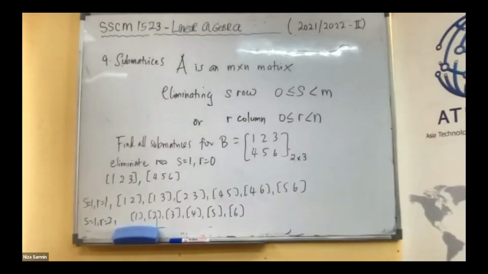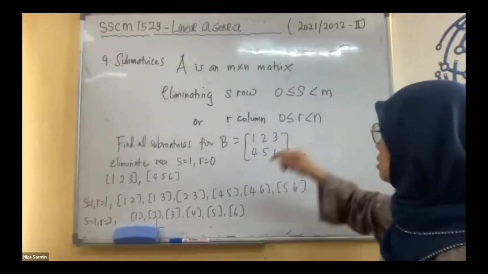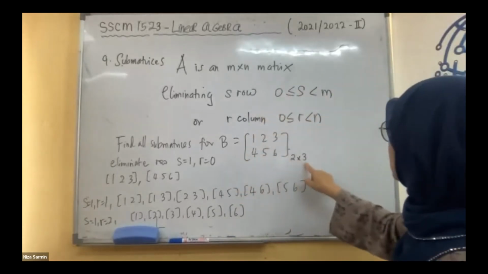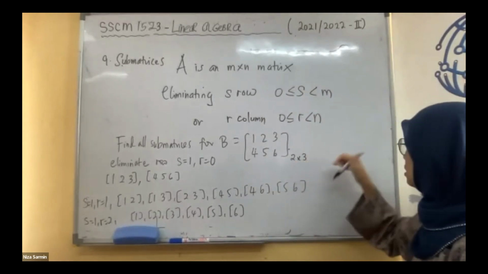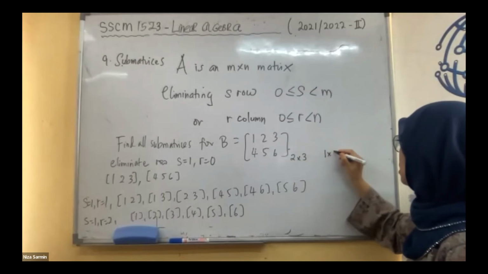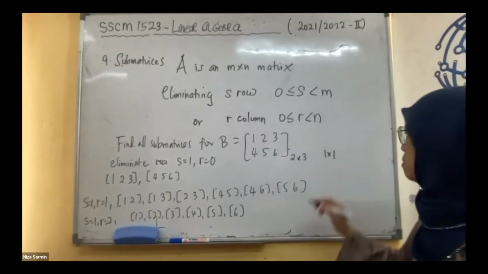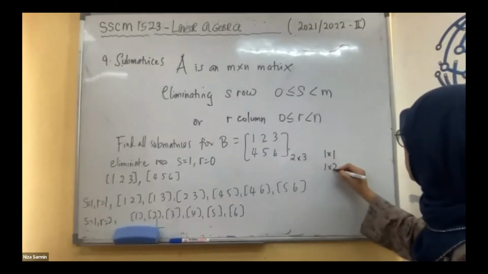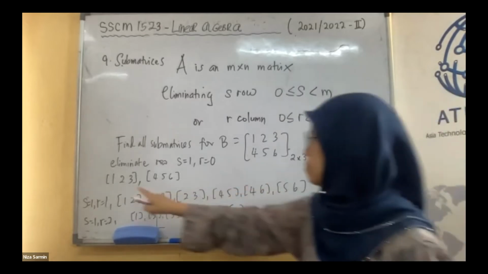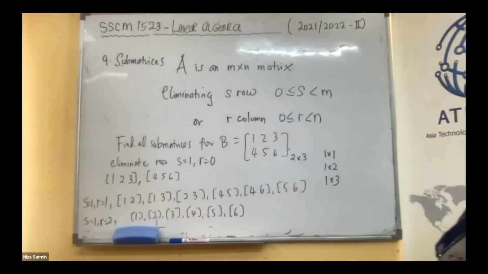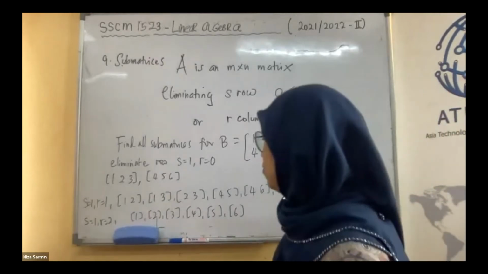So to make things easy, when you have a 2 by 3 matrix, I will have like 1 by 1, and then 1 by 2, and then 1 by 3. Okay. But I haven't finished.